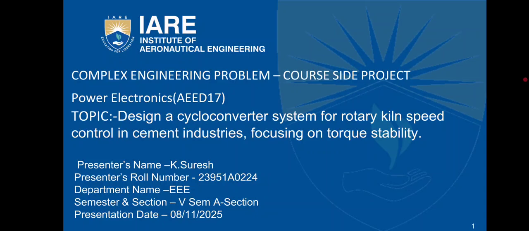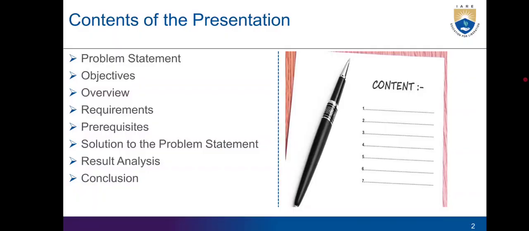Roll number 23951A0224. Department: Electrical and Electronics Engineering, 5th semester, A section. Content of the presentation: problem statement, objective, overview, requirement, prerequisites, solution to the problem statement, result analysis and conclusions.